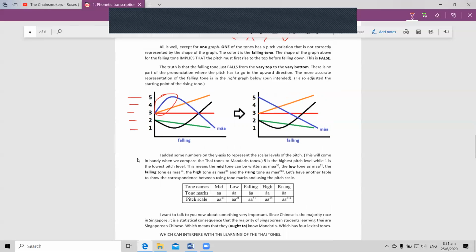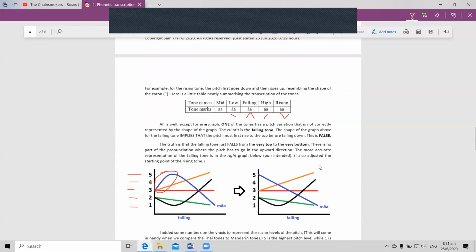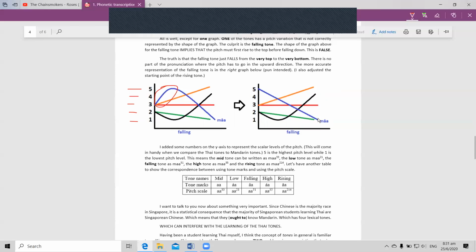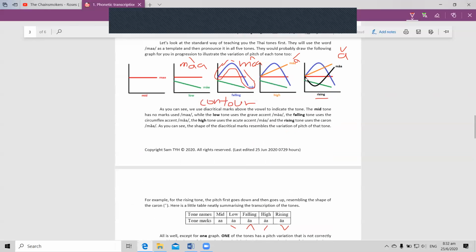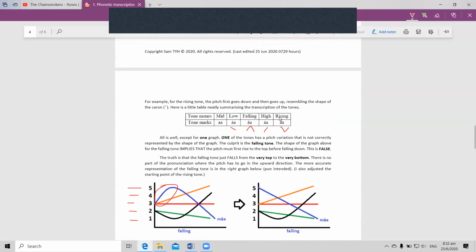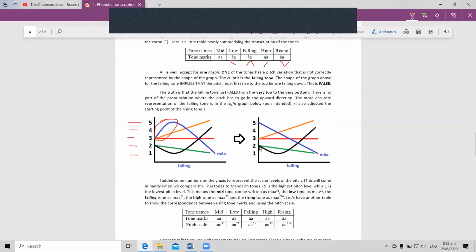Okay, so the difference between this graph and this graph is this falling tone. All right, and also I changed the starting point of the rising tone, the last tone. Instead of writing from 3, where the mid tone is, I write it at pitch level number 2. Okay, level 2. So it should be like ma, ma.